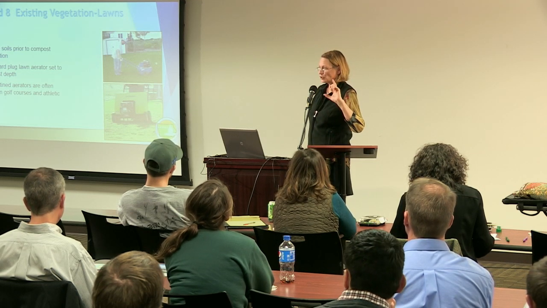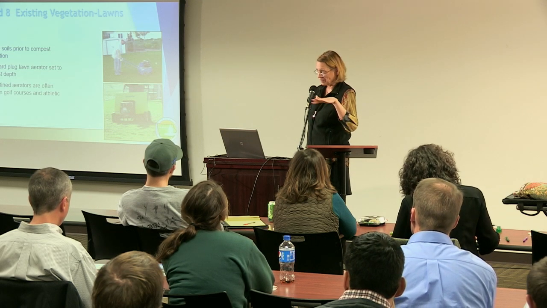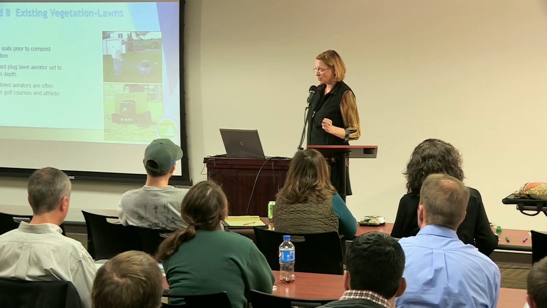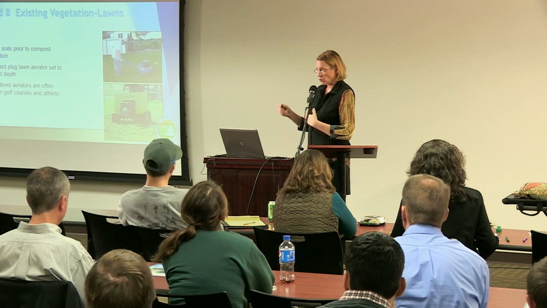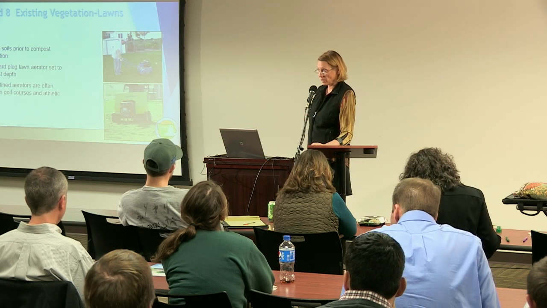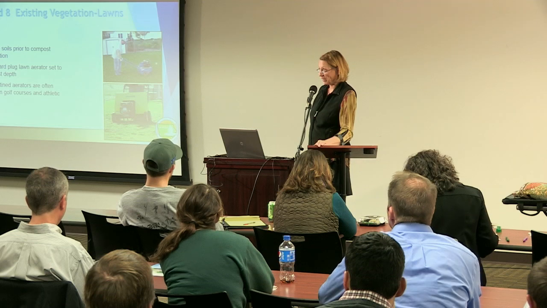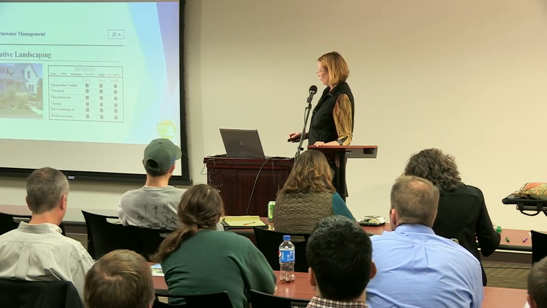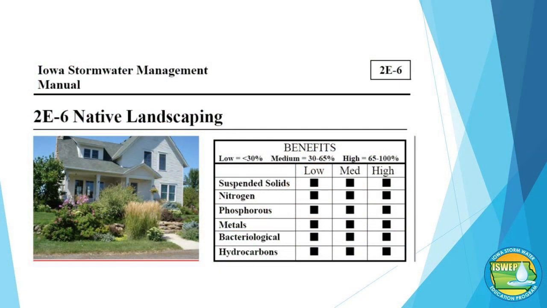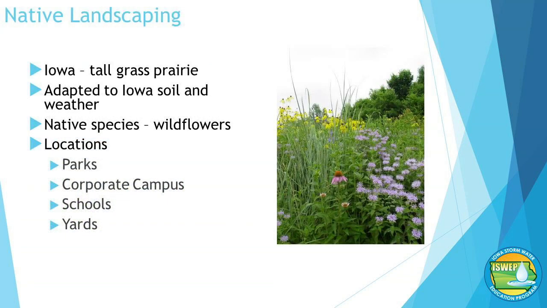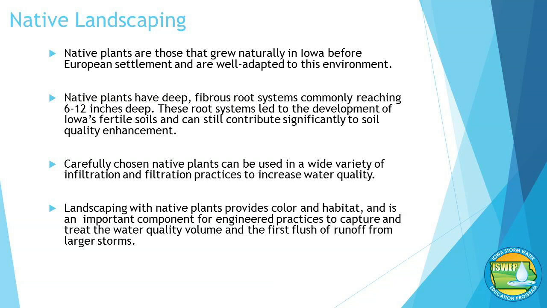We're recommending using deep tine aeration, which I believe in this part of the state, you have access to that type of equipment. It's a little slower coming to central Iowa and western Iowa. So you're getting deeper in that soil profile. The deeper you can go, the better off you are. Native landscaping, go native. We talked about the benefits of natives, the deep roots, and increasing the soil organic matter content, along with a number of other benefits, carbon sequestration. But they're adapted to Iowa, disease resistant, and you could use them in many different settings.